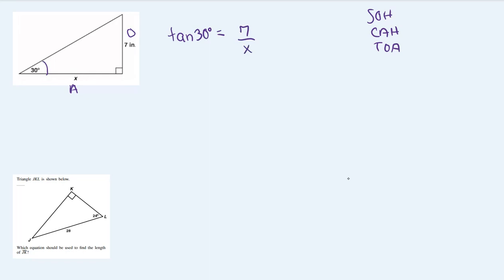In this case, our denominator has our variable, so we need to multiply both sides by X to get the X out of the denominator. Then I'm left with X times tangent of 30 degrees equals 7. To get X by itself, you just divide off the tangent of 30. So X equals 7 divided by tangent of 30 degrees. When you put that into your calculator or Desmos, make sure that you have it in degree form, and you get 12.1.